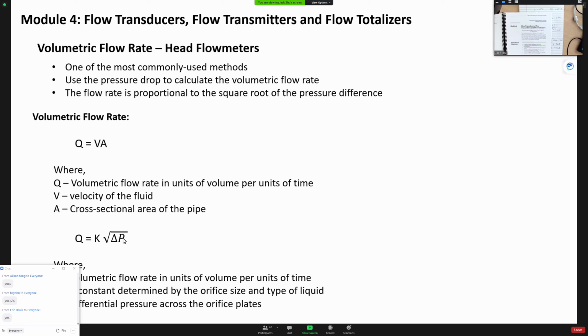There's a different formula, so they can calculate the flow rate also from the differential pressure across the plate. But the second one is not as important as the first one, so you better know the first one.